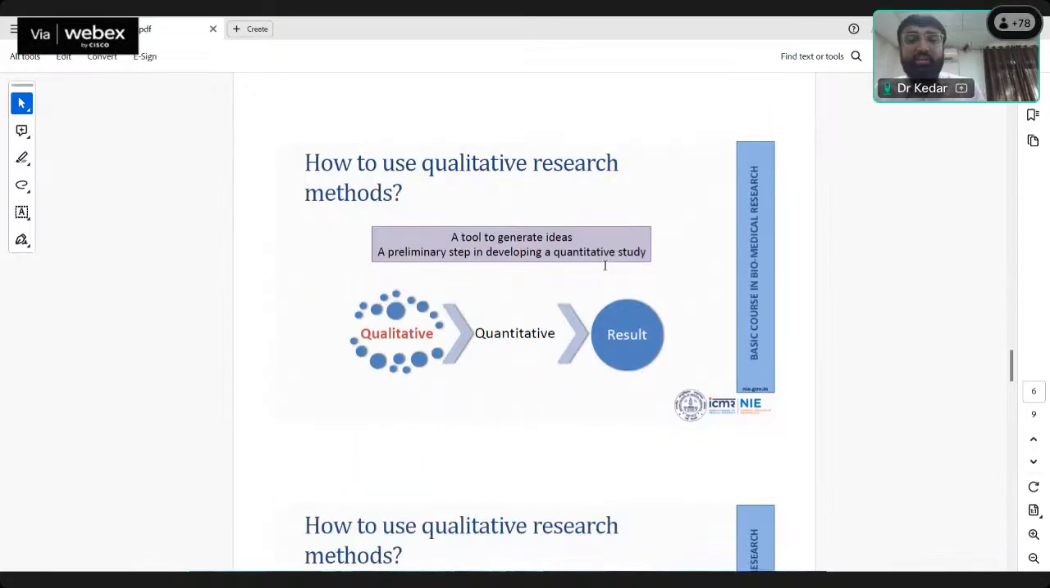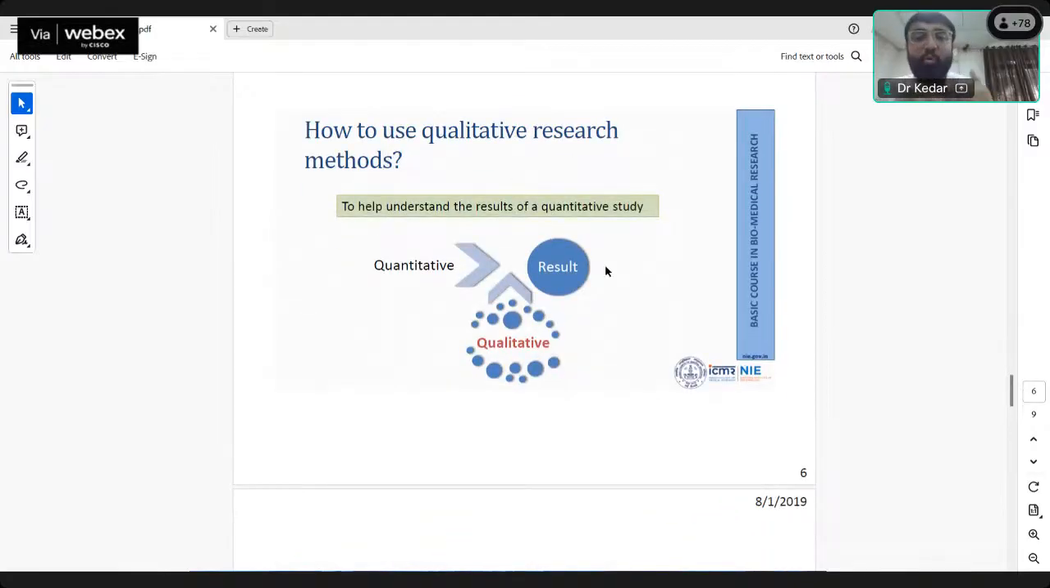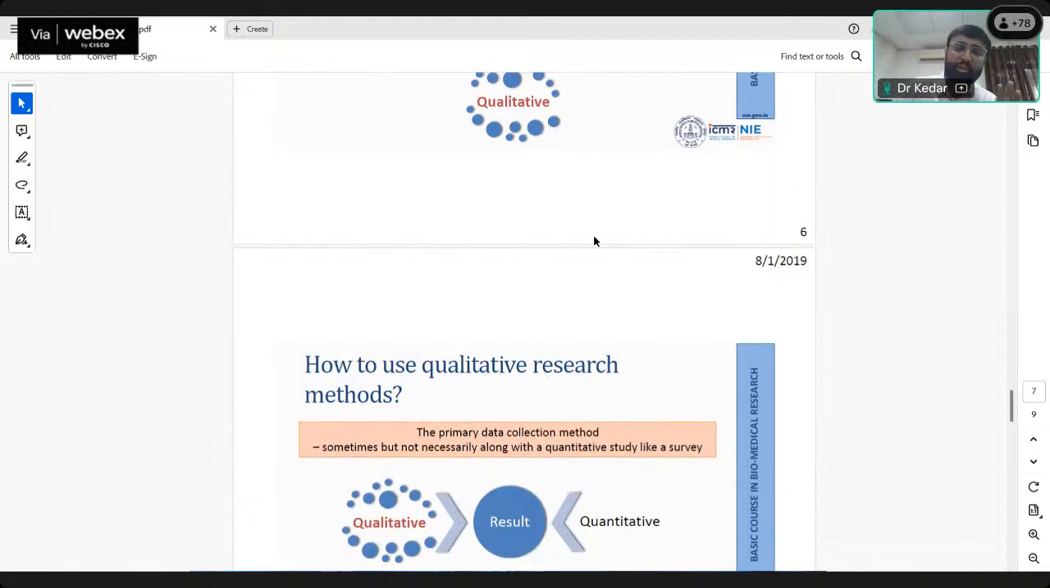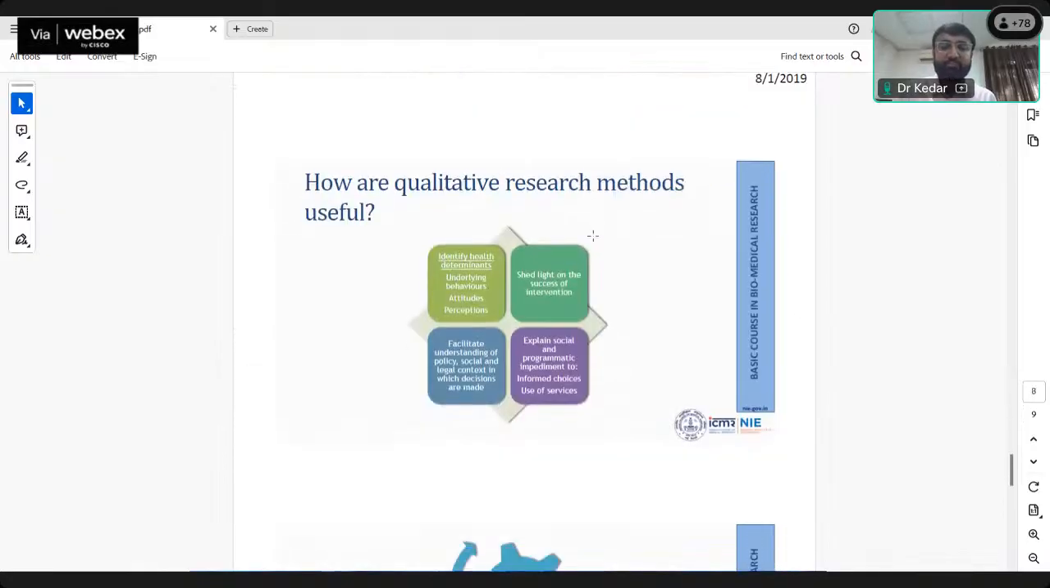So how to use qualitative research? It can be used first qualitative, then quantitative, and then you can have the study, or you can have quantitative first followed by qualitative. So this is not important from MCQ. So no need to worry if you don't remember this. And you can have them simultaneously also, like quantitative and qualitative study simultaneously you bring to the result.